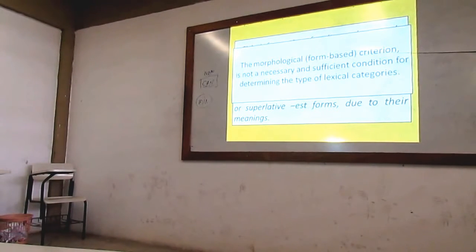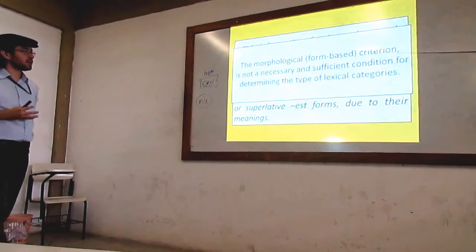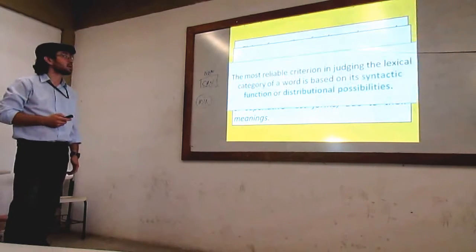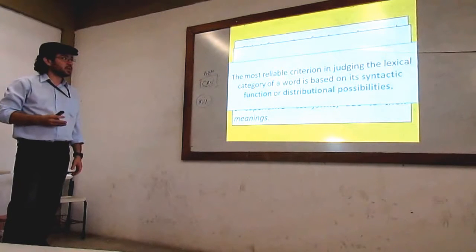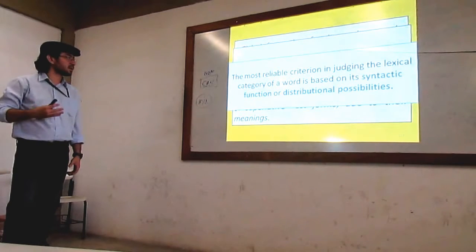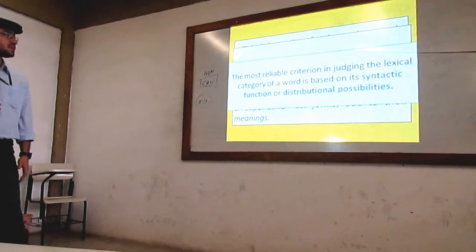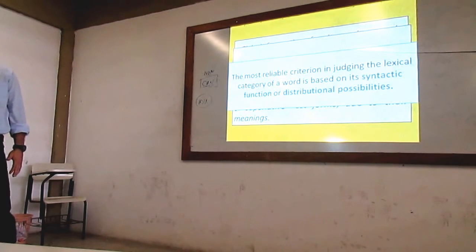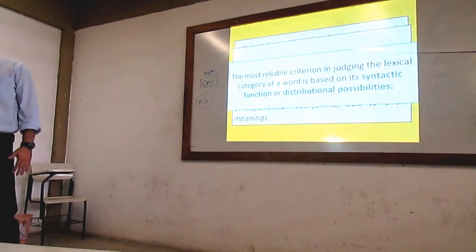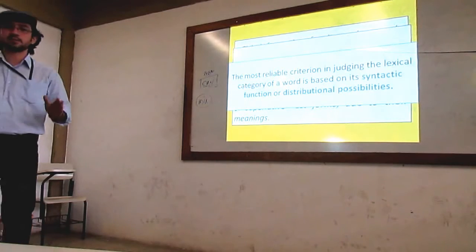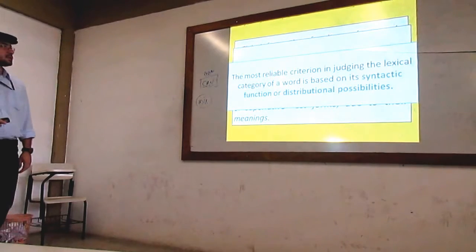The morphological form-based criterion is not a necessary and sufficient condition for determining the type of lexical categories. So it's not enough. The most reliable criterion for judging the lexical category of a word is based on its syntactic function or distributional possibilities. So we are going to try to use a syntactic strategy to classify the classes.